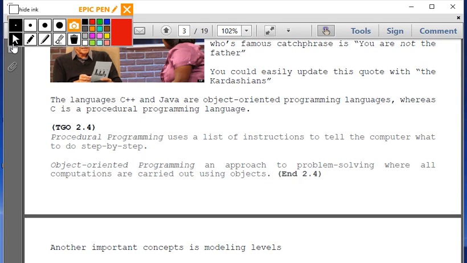So procedural programming, which is what you'll do in this class, uses a list of instructions to tell the computer what to do step by step. And object-oriented programming is an approach to problem solving where all computations are carried out using objects. So in C++, you're able to create objects. In Java, you're able to create objects.